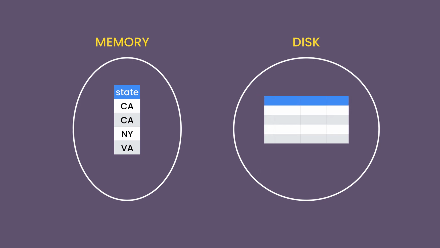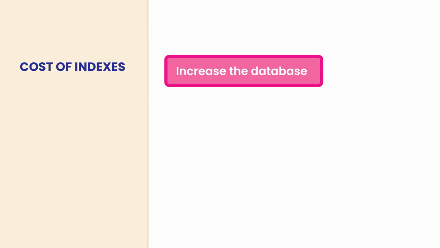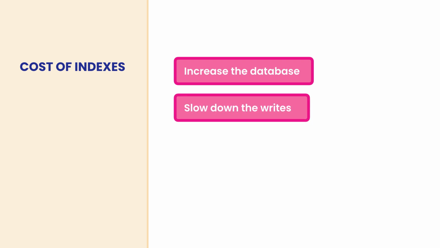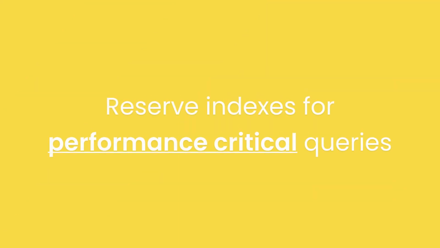So indexes help us find data quickly, but they come with a cost. First of all, they increase the size of our databases because they have to be permanently stored next to our tables. Also, every time we add, update, or delete a record, MySQL has to update the corresponding indexes, and this will impact the performance of our write operations. For these reasons, we should reserve indexes for performance-critical queries.